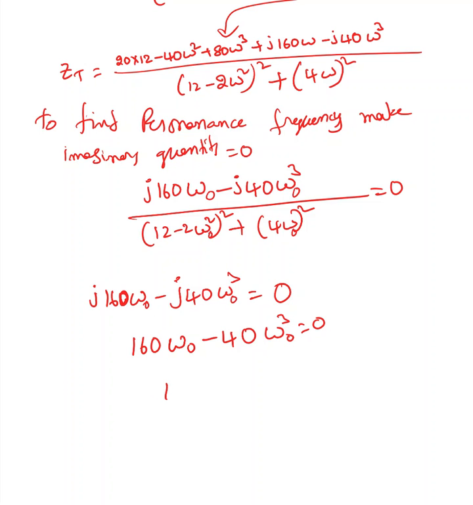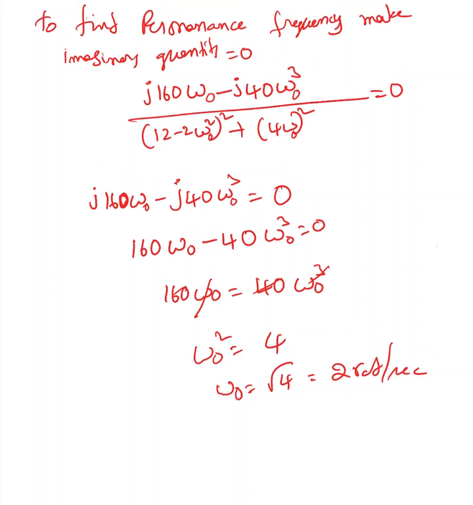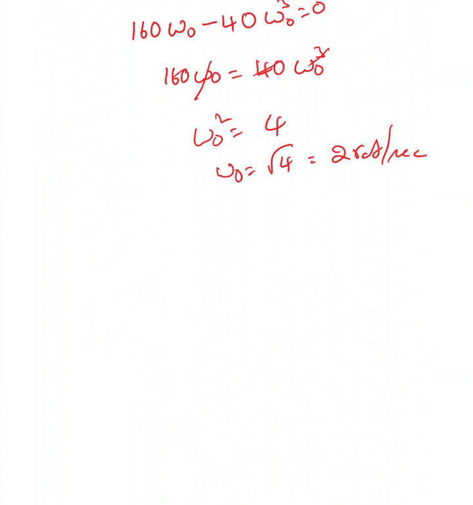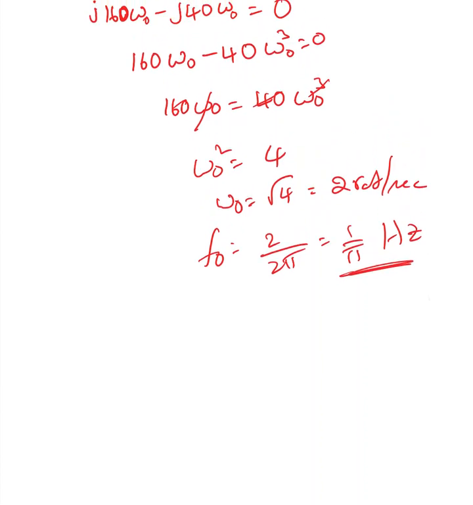Okay, so now 160 omega naught equal to 40 omega naught cube, omega naught gets cancelled out, and 160 divided by 40 is 4. So omega naught square equal to 4, omega naught equal to square root of 4, which is 2 radians per second. I'm ignoring the negative term because angular frequency will not have any negative term. Basically, frequency is the number of cycles per second, which is 2 over 2 pi, which is 1 over pi hertz. And what does the negative indicate? It doesn't make any sense, or probably it's rotating in the opposite direction. I don't know, but I'm ignoring the negative part. Just take the positive number. The resonant frequency is equal to 1 over pi hertz.